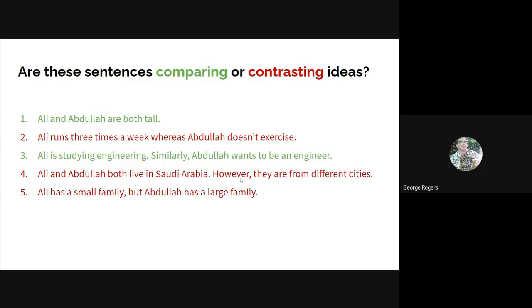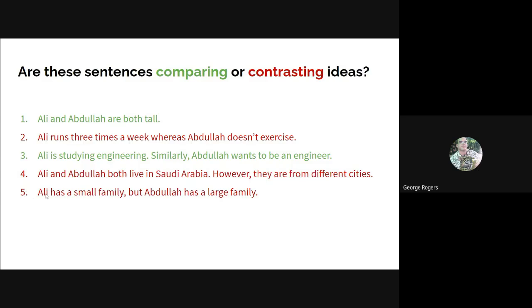However, they are from different cities. So that's contrasting. The first part does kind of point out a little bit of mix, but overall, because of this "however" here, this is a contrasting idea. They're from different cities. So that's what's being stressed. This first part, they're both from the same country, Saudi Arabia. But overall, the sentence is contrasting. Right?